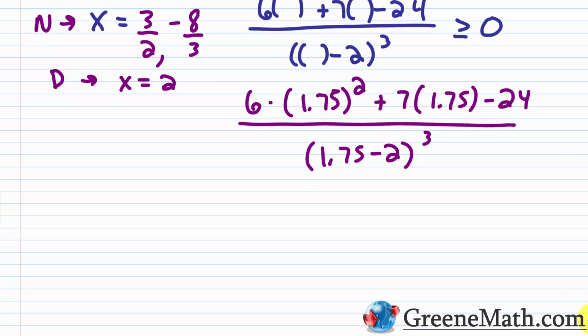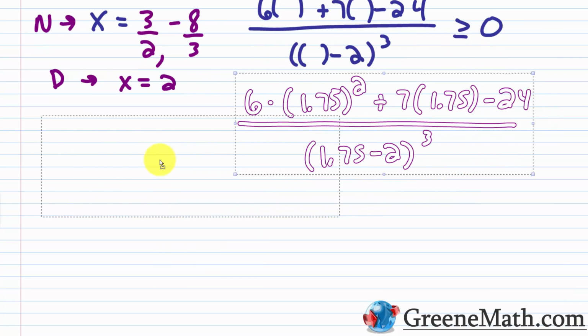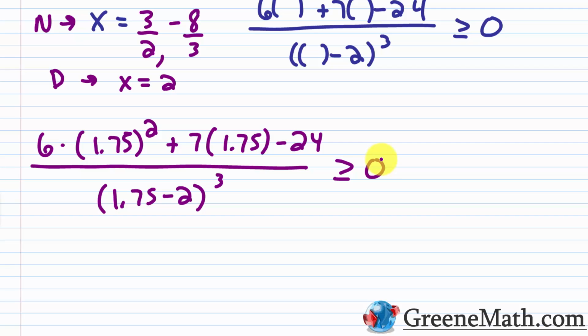Okay, so let's scooch this over here so we have some room. We want to say this is greater than or equal to 0. So 1.75 squared is going to be 3.0625. If I multiply that by 6, I get 18.375. So let's put 18.375, then plus 7 times 1.75 is 12.25. So if I add those amounts together, I'll get 30.625. And then minus 24.